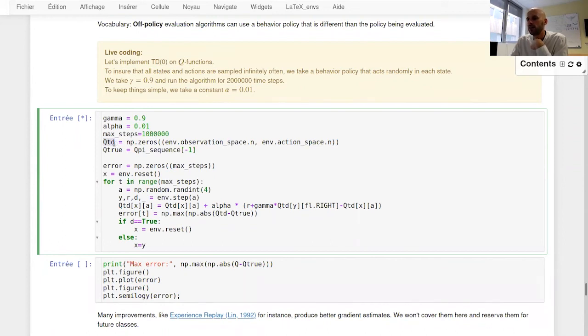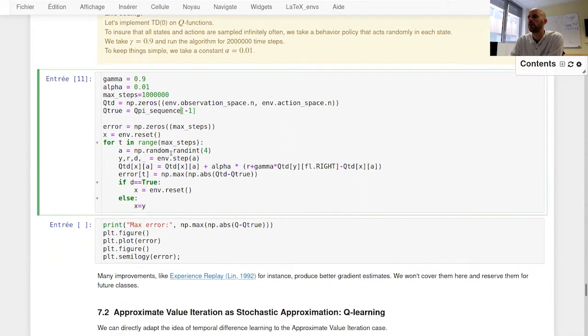QTD, so the value I'm learning, I'm initializing as usual as a matrix, S lines and A columns. And just for comparison, I will recall Q true as the policy we had converged to when we were still using the model for evaluating QPi. So the last one in the sequence of the evaluation equation. I will monitor the error we make between QTD and Q true after each step. So I will initialize this error vector with max steps elements.